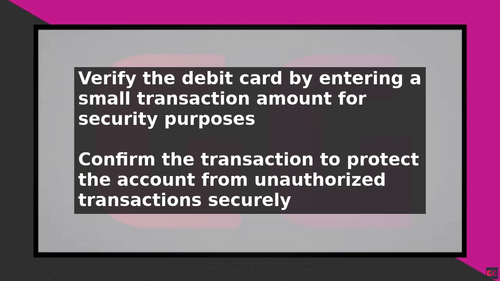Once your debit card is verified, you can use it to buy cryptocurrencies on the Crypto.com platform. Navigate to the Buy section. Select the cryptocurrency you want to purchase, and enter the amount you want to buy. Review the transaction details, including the exchange rate and any fees, and confirm the transaction.